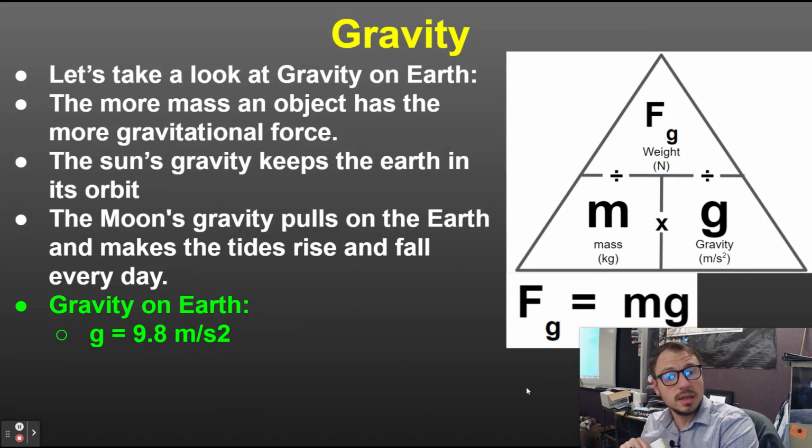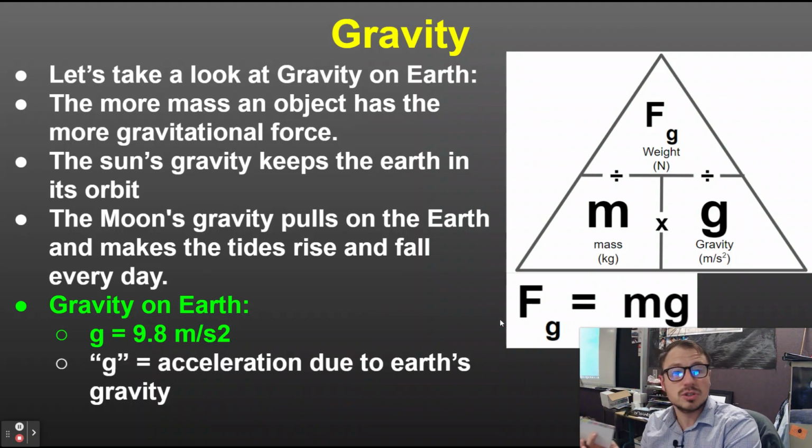That's how fast that penny was falling. That's how fast that tissue paper was falling when I put a book underneath it. That is the gravitational strength of Earth, and we just use the letter g. So that's the equation to calculate weight.